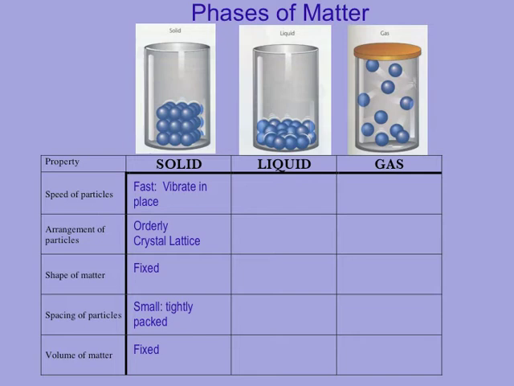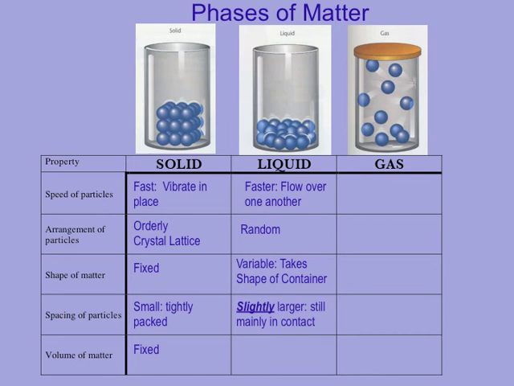So let's move on to the liquid. When we talk about speed of particles, they're actually faster than the speed of the particles in the solid. They flow over one another. They're not in that crystal lattice form anymore. They move from one part of the liquid to another part of the liquid. So it's very random. It's disorderly. And that's okay. That's just what they're supposed to be. The shape of the matter is variable. Whatever the liquid is, whatever container you put it in, it's going to take the shape of that container. So a liquid in a jar takes the shape of the jar. The liquid in a bottle will take the shape of the bottle.